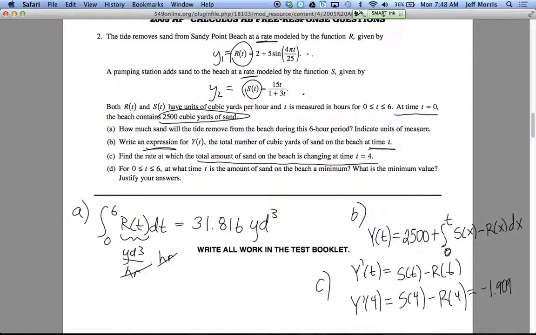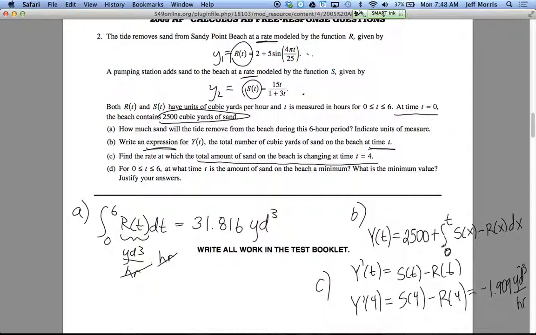What's the units here? Cubic yards per hour. This is a rate, so this should be cubic yards per hour. So are we gaining or losing? At 4 hours, have we caught up? No. The pumping station still hasn't caught up. We're still losing more than we're gaining. Okay? Now they're probably always going to keep it a little bit more to the losing side because you don't want to add too much sand to the beach. But at 4 hours, at that moment, we're losing more sand than we're gaining.